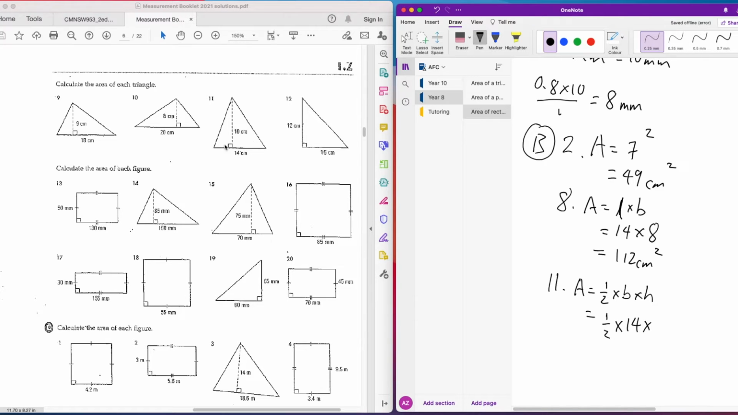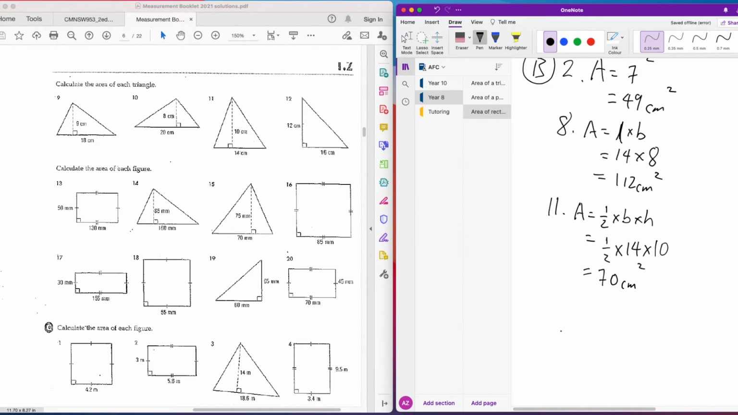Now the height, remember from what I said earlier, the height can be inside the triangle or outside the triangle. In this case, it's inside. Times by 10. And you can type this onto your calculator. You should get 70 centimeters squared. Right, so hopefully there's not too much dramas there.